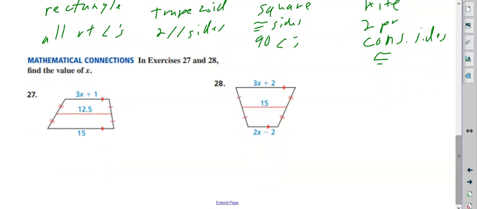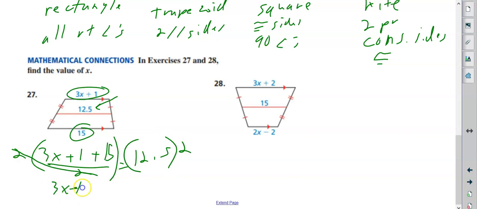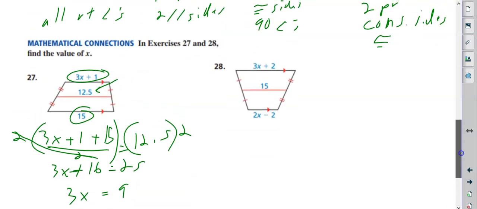Last but not least, we've already done this before with simpler problems. So remember, this plus this divided by 2 gives us this. So 3x plus 1 plus 15 divided by 2 equals 12.5. So again, I'm going to start out by getting rid of that 2, which gives me 3x plus 16 equals 25. Subtract 16, and I get 9. Divide by 3, x is 3.